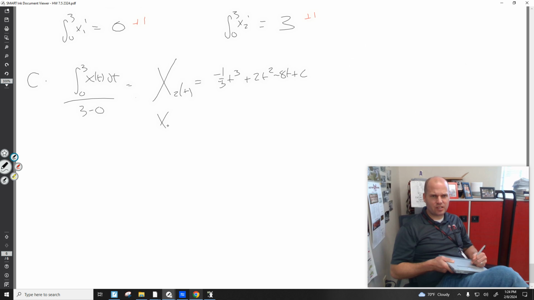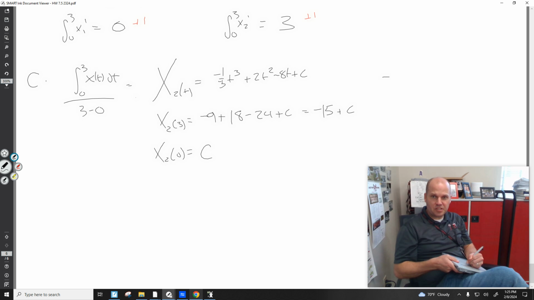Okay, so big X of 3 is negative 9 plus 18 minus 24 plus C, which is negative 6, negative 15 plus C. This is where I end. Where did I start? Big X of 0 is just C. If I started at C and then got to negative 15 plus C, I'm going to get a decrease of 15 over 3, an average of negative 5. That is my answer. This is my work shown.